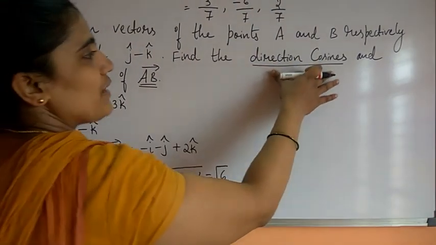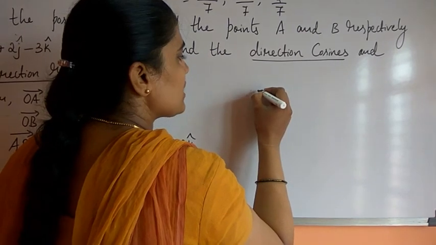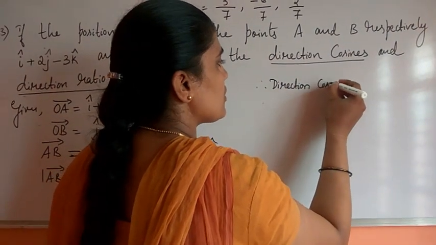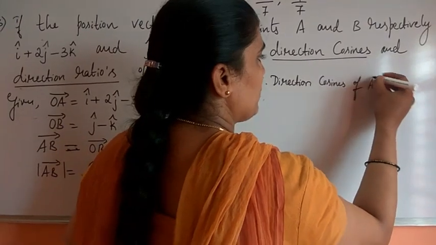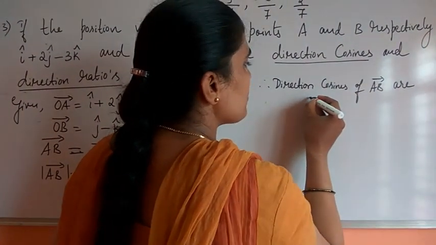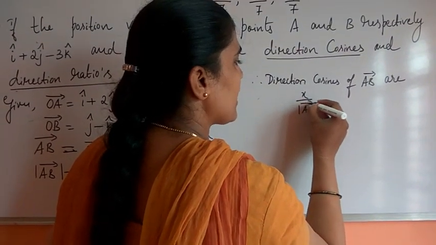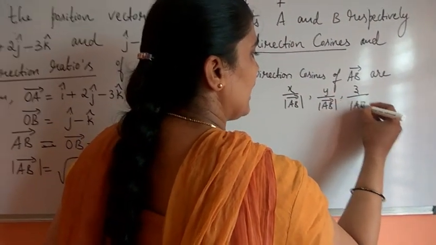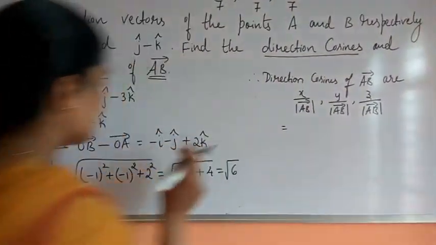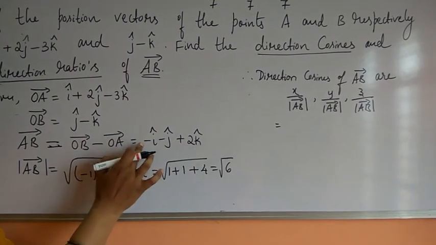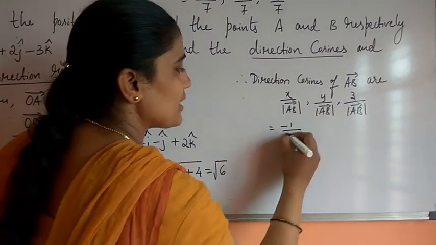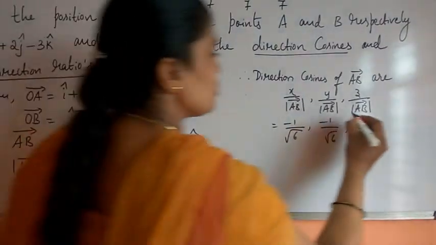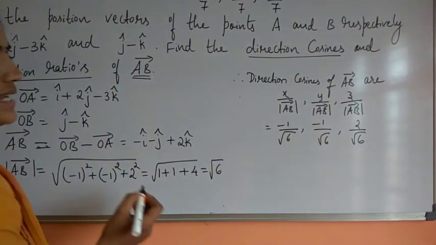Okay, so next we have to find the direction cosines first. Therefore direction cosines of vector AB are, formula is x by magnitude of AB vector, y by magnitude of AB vector and z by magnitude of AB vector. So now substitute the values. So x value we have to consider from AB vector. Here x value is minus 1 by magnitude of AB vector is root 6. Y value is minus 1, minus 1 by root 6. Z value is 2, 2 by root 6. So this is the direction cosines.